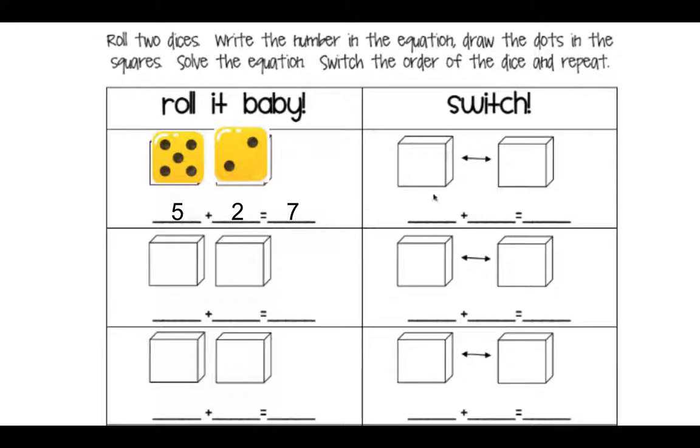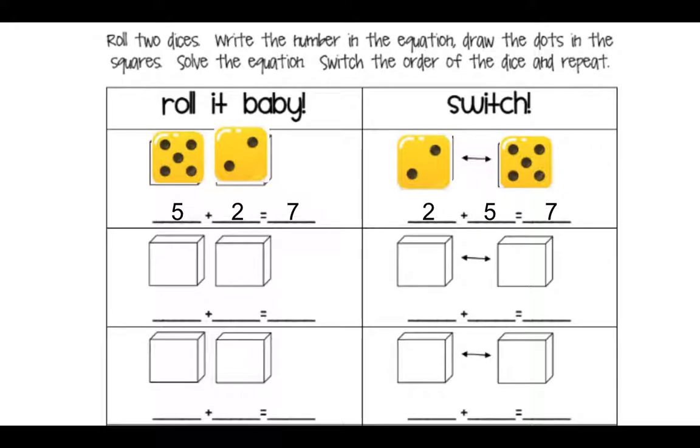I'm not done yet because over in this column, I need to show the turnaround fact. So I'm going to swap places with the dice and write my equation in that order and see if it makes a difference. I did 5 first, then 2. This time I'll have 2 first and then 5. So my equation now becomes 2 plus 5. Now I'm going to do the same thing and see if this works. So I start with 2, 3, 4, 5, 6, 7. No matter what order I put it in, it still is 7. So 5 plus 2 is 7, and 2 plus 5 is 7. I can swap them around.